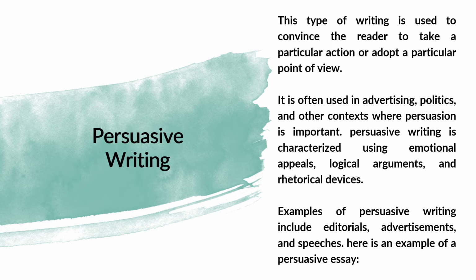The last writing that you will learn is persuasive writing. So this type of writing is used to convince the reader to take a particular action or adopt a particular point of view. It is often used in advertising, politics, and other contexts where persuasion is important. Persuasive writing is characterized using emotional appeals, logical arguments, and rhetorical devices. Examples of persuasive writing include editorials, advertisements, and speeches. And here is an example of a persuasive essay.